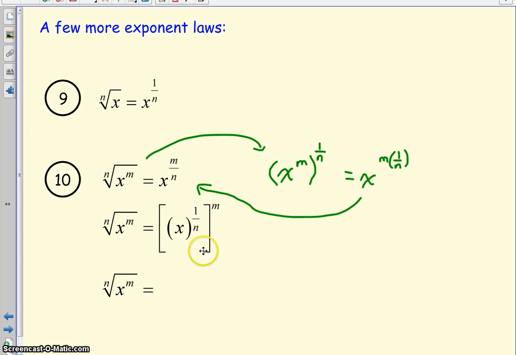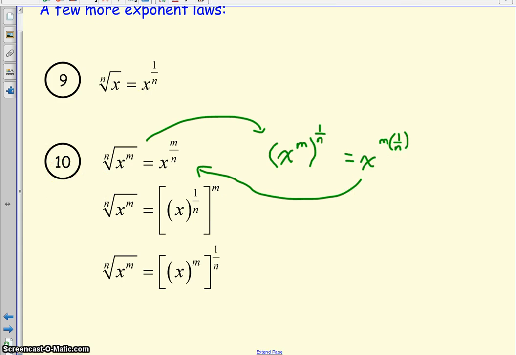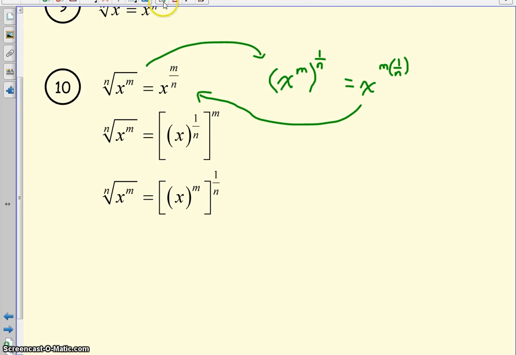Okay, and similarly, since the order of multiplication doesn't matter, we could say it's the same thing as x to the 1 over n, all to the power m. So the order in which you apply those exponents doesn't actually matter, and again, you get a couple of different expressions here. So what this actually means, and just to put it in terms of concrete examples that you can work with, let's say you had 9 to the exponent of 3 over 2.